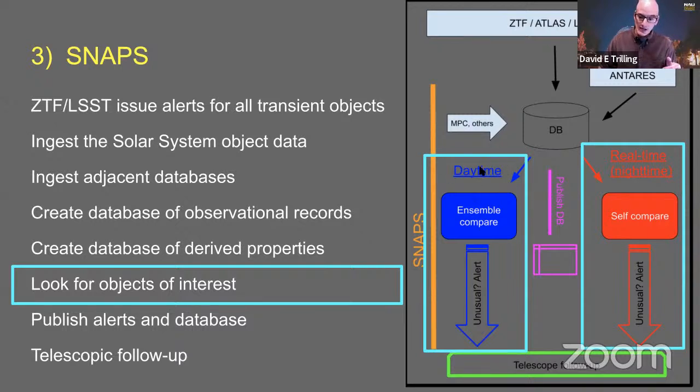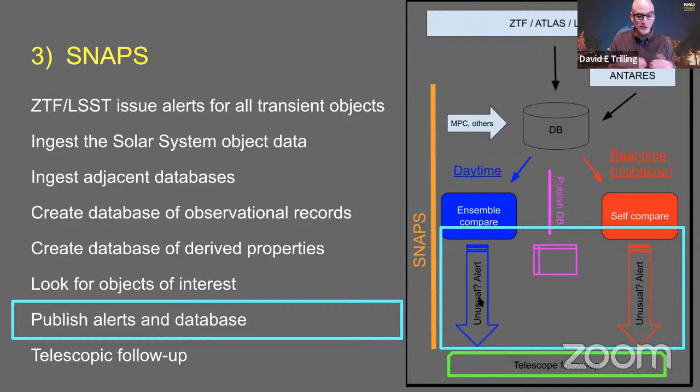And then during the day, we have what we call an ensemble comparison. So this asteroid has properties that are not changing with time, but those properties make it different from all of the other asteroids that we have in our database. That's also an unusual asteroid, and we identify those as well. We do that during the daytime because we don't need to do this real-time processing for that object. So that's also a path to look for objects of interest. That's in the blue here.